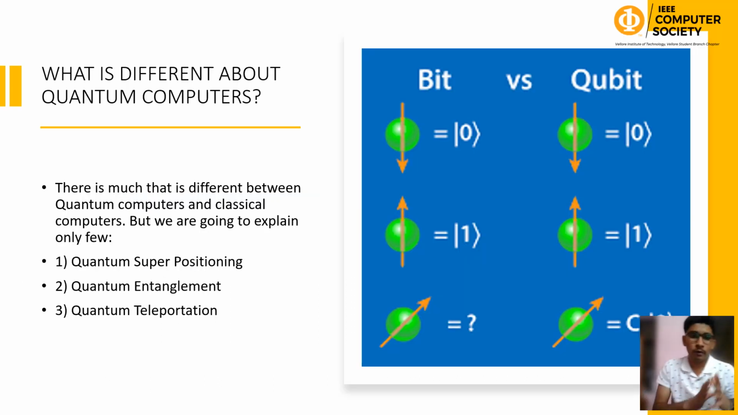Now, one of the basic blocks I was going to tell you about is why quantum computers are different, and what is different about them. So we are going to explain three concepts: quantum superposition, quantum entanglement, and quantum teleportation. Everyone knows that we have quantum numbers denoted by n, l, ms, and ml. But today I'm only going to talk about the electron spin quantum number, that is ms.